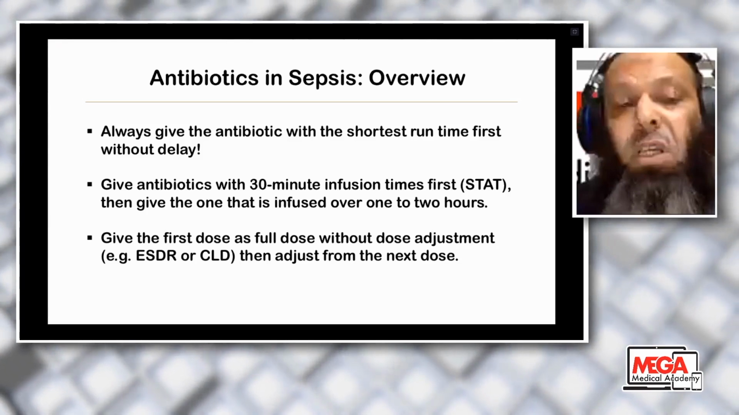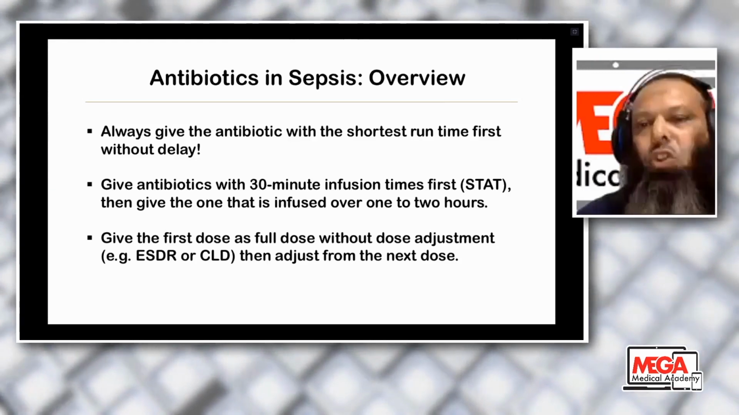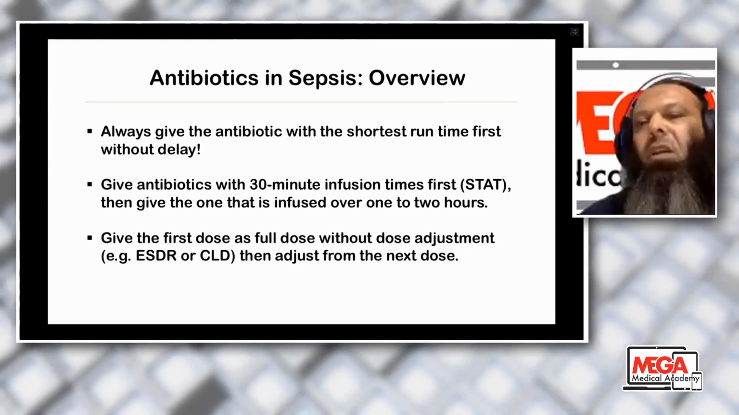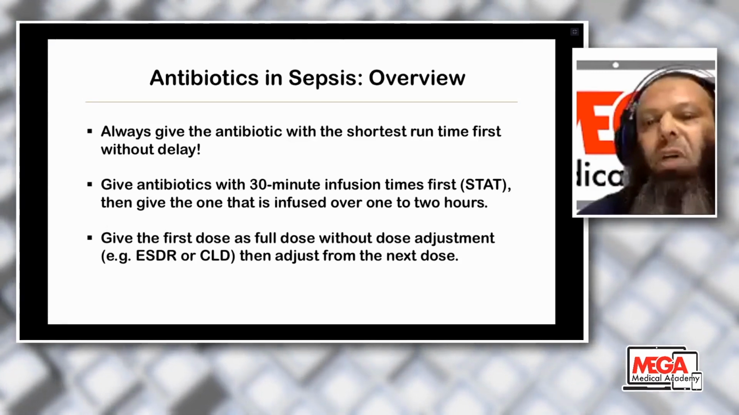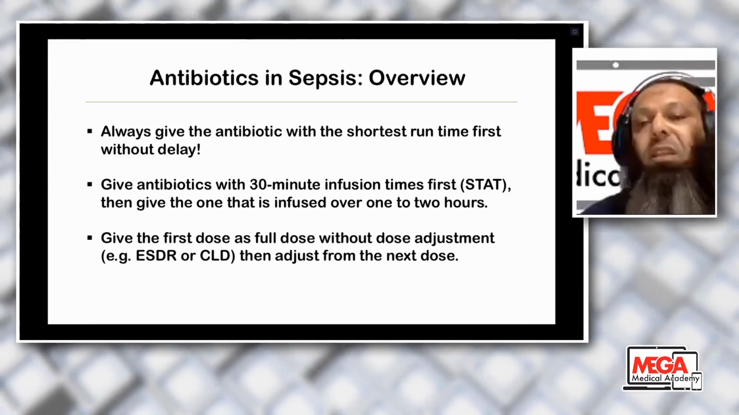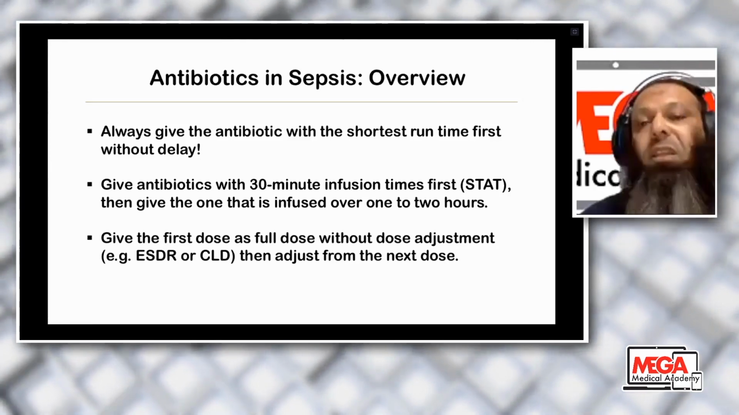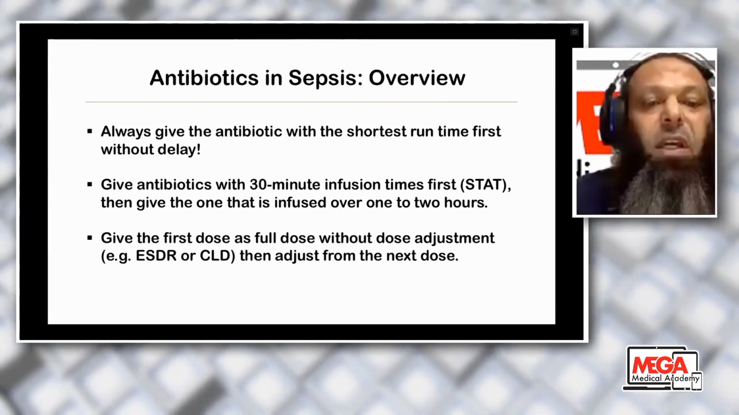So for example, if I'm going to use vancomycin, you cannot give it as a short run, not a bolus, but you have to give it as an infusion. But for other antibiotics, yes, you can use the STAT one as a push and with the shortest run time first. Give the first dose.